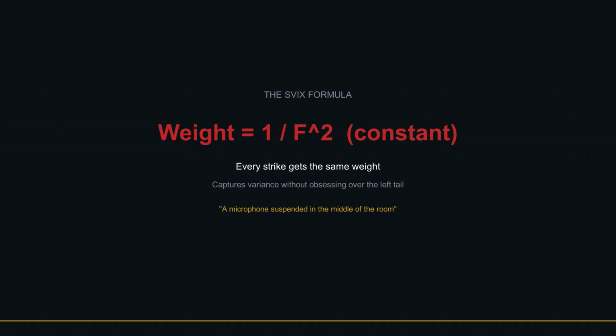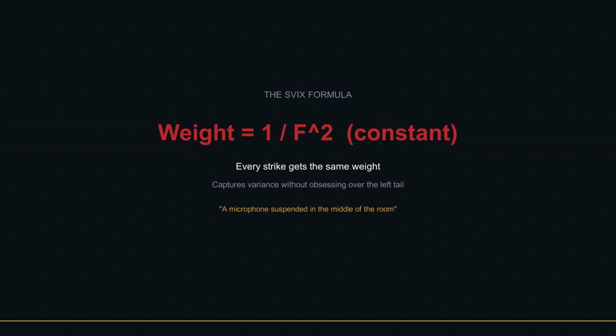Oh, okay. A put option down at a strike price of 3,000 gets 4 times the weight of an option at a strike of 6,000. It is just hypersensitive to the left tail of the distribution. So it's like having a microphone pointed directly at the market's panic button. That is a great analogy. It amplifies fear. But SVIX operates on a totally different philosophy, right? Completely different.